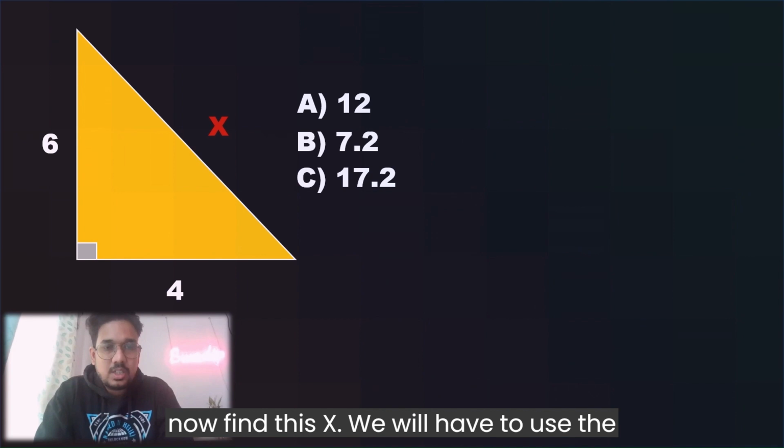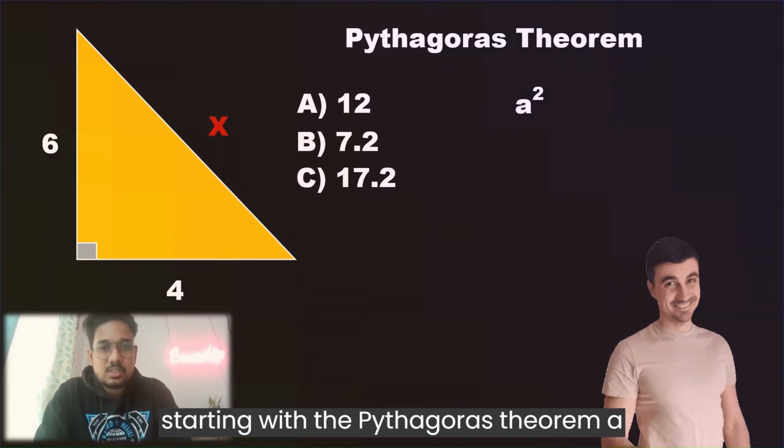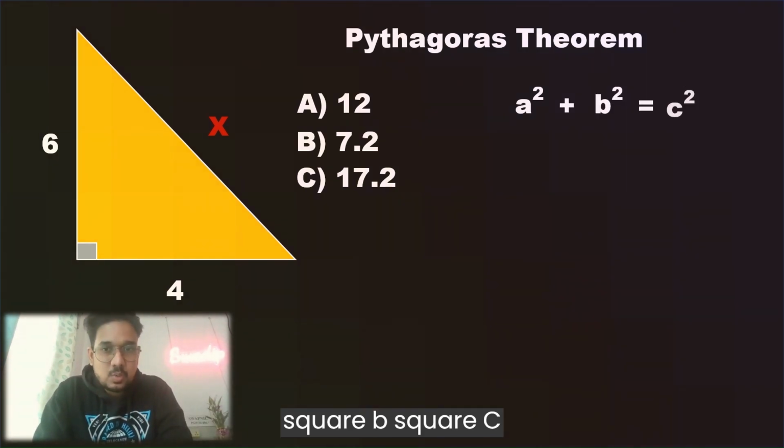So we will now find this x. We will have to use the Pythagoras theorem over here. So starting with the Pythagoras theorem, a square plus b square equals c square.